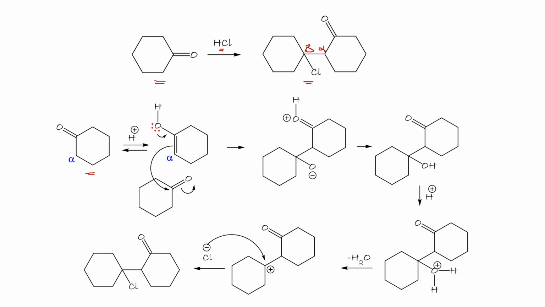Cyclohexanone in acidic medium, some molecules will form enol. Then the enol form will attack another carbonyl of cyclohexanone to form this species, minus H plus, to give this one. Protonation on the OH oxygen will give this oxonium species, loss of water will give this carbocation, and Cl minus attacks the carbocation center to furnish the product.